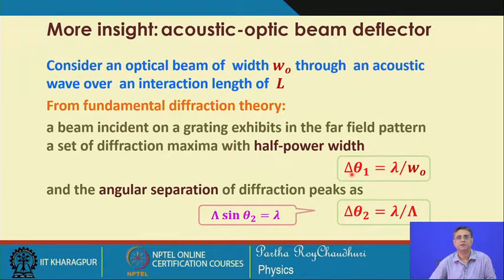Therefore, this delta theta 1 is equal to lambda by W 0, which is the optical beam width. So, the ratio of the optical beam wavelength and the optical beam width gives you the half power width of the diffraction maxima. And for various orders, a d sin theta equal to n lambda sort of relation gives you that delta theta 2, that is the spacing between the two diffraction peaks, the separation of different diffraction peaks. One is along theta 1, another is along theta 2, third one is along theta 3. In the case of n number of diffracted waves, the separation between the two peaks comes in this form, lambda by delta lambda.